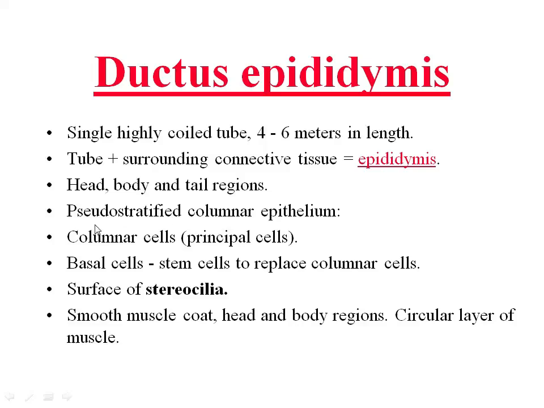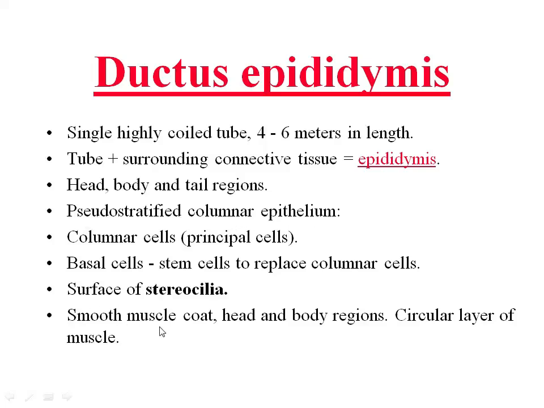Internally they are lined with pseudostratified columnar epithelium, and they have ciliary-type cells to promote the passage of sperms. Columnar cells are the principal cells in the epithelium. Basal cells are stem cells that replace columnar cells; they are the original cells from which new columnar cells develop. On the surface are stereocilia, which beat in one direction only. So the epithelium is a pseudostratified ciliated columnar epithelium.